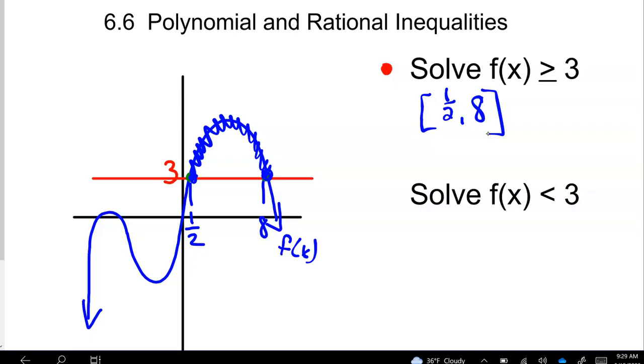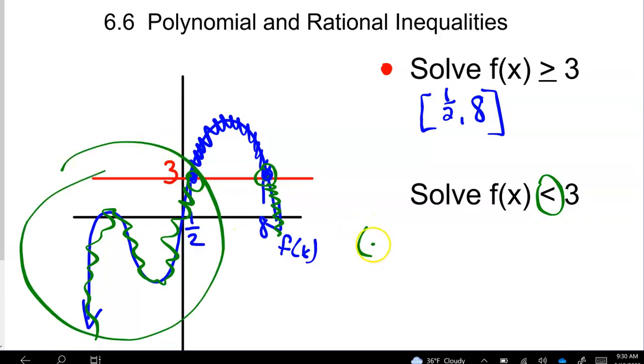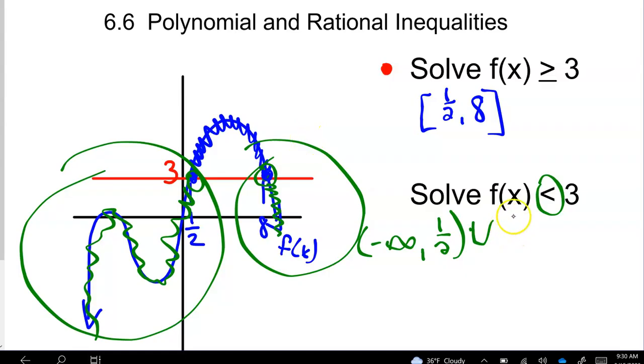Then if I was going to find where f of x was less than, not including 3, it's going to be an open circle here, shaded, open circle here, and shaded. So that's going to be two different regions. If I did this region, it's going to go from -infinity to 1/2, not including it. Or it could be in this region right here, which is not including 8 to infinity.